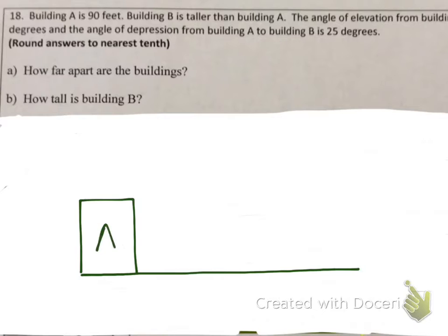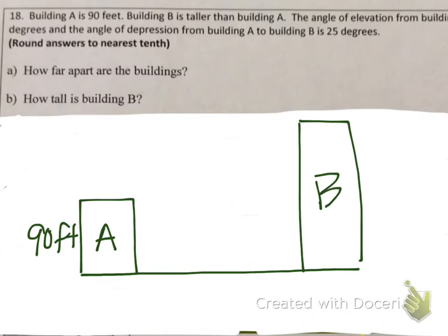So here's building A, and that was 90 feet. And then building B is taller, so I'm going to draw building B here. And we don't know its height. But it says the angle of elevation from building A to building B is 34 degrees, and the angle of depression is 25 degrees. So to draw an angle of elevation, you start at building A, and you always need your horizontal reference line. So the angle of elevation is 34 degrees. So the next ray of your angle goes straight to building B, and that was 34 degrees.